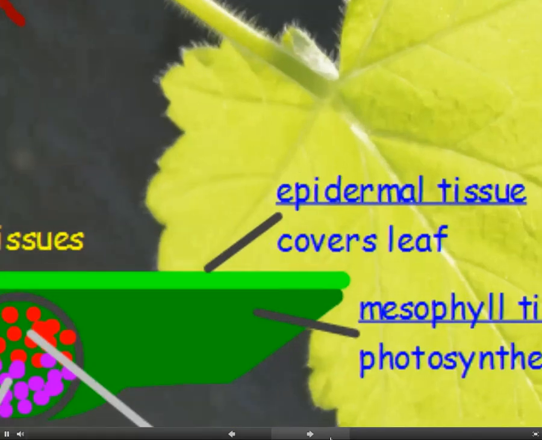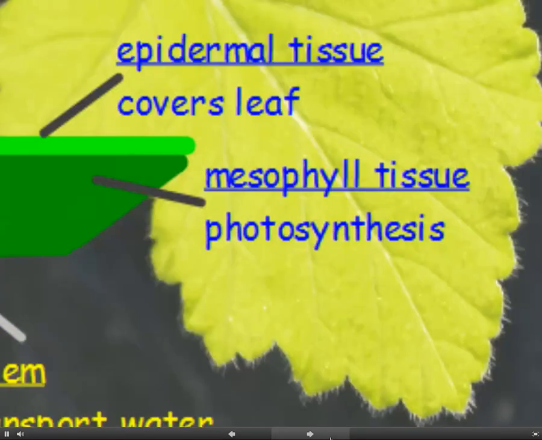The top and bottom of a leaf is covered by epidermal tissue, and this covers the leaf. The mesophyll tissue is the middle layers of the leaf. This is where the photosynthesizing cells are, where you'd find the leaf palisade cell.